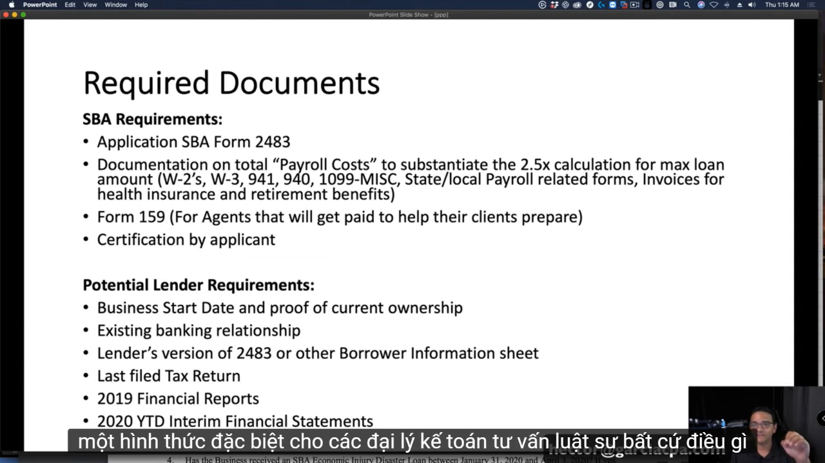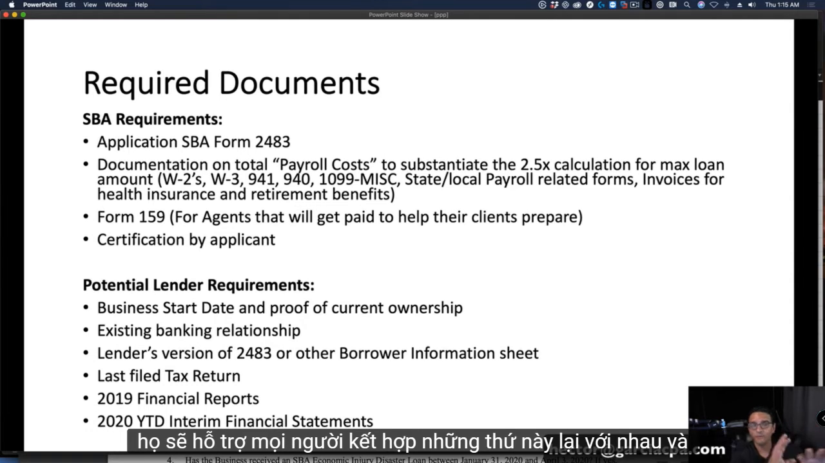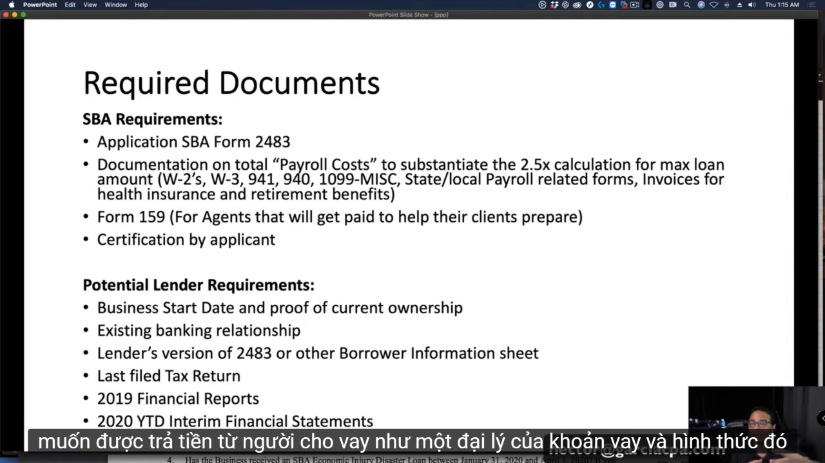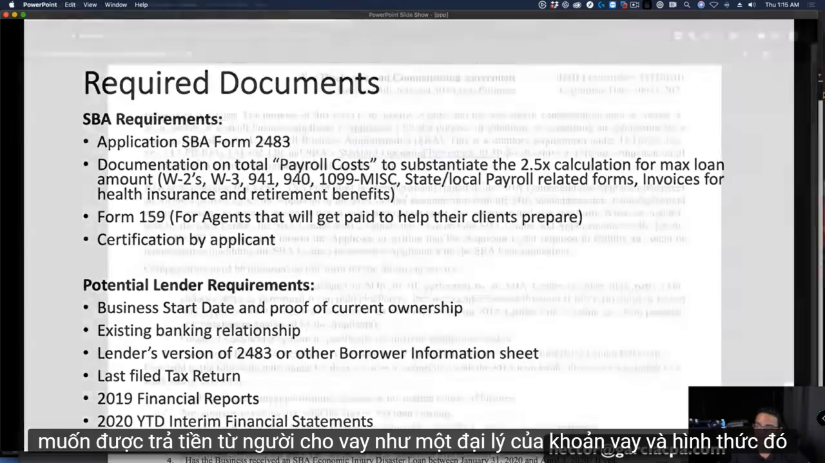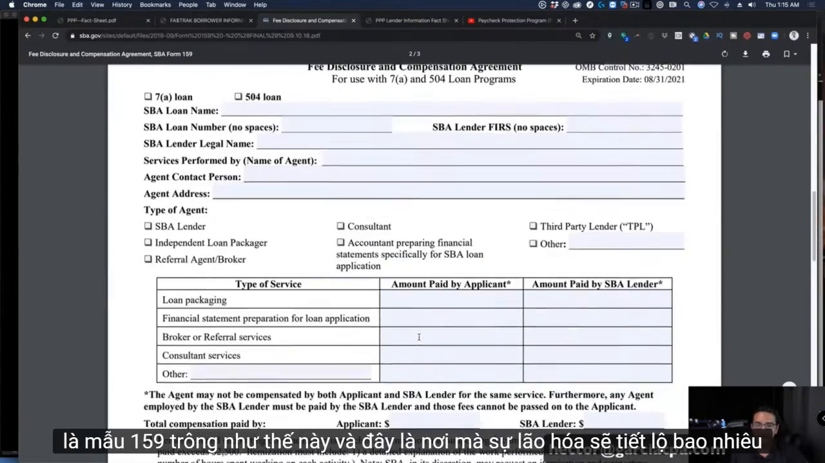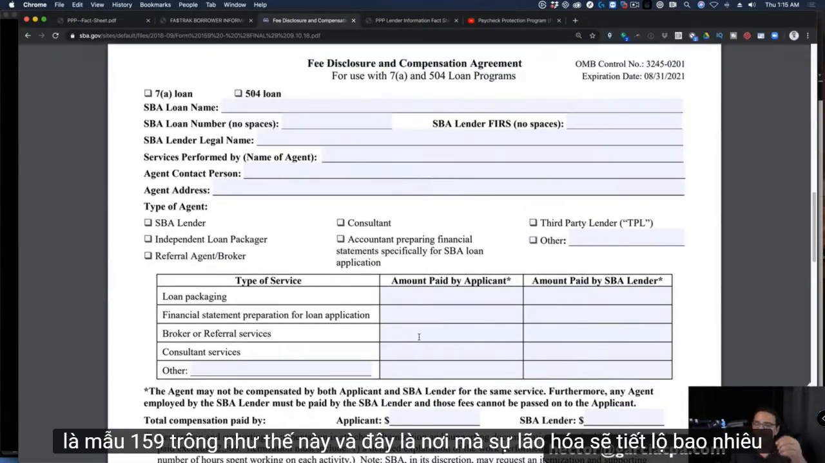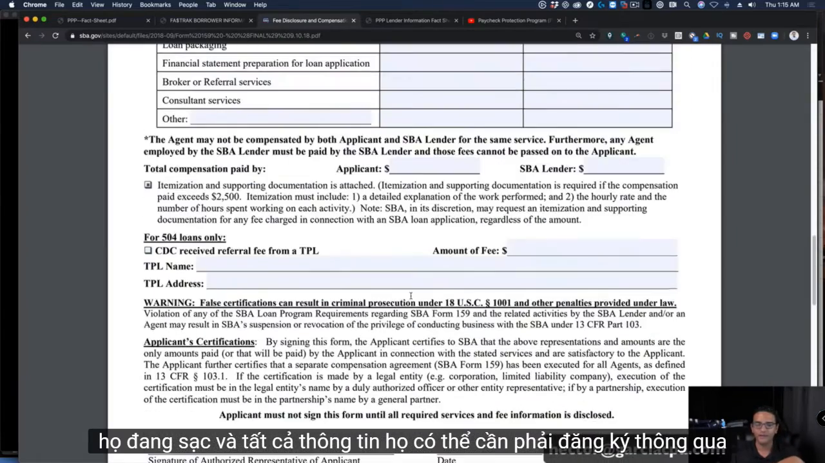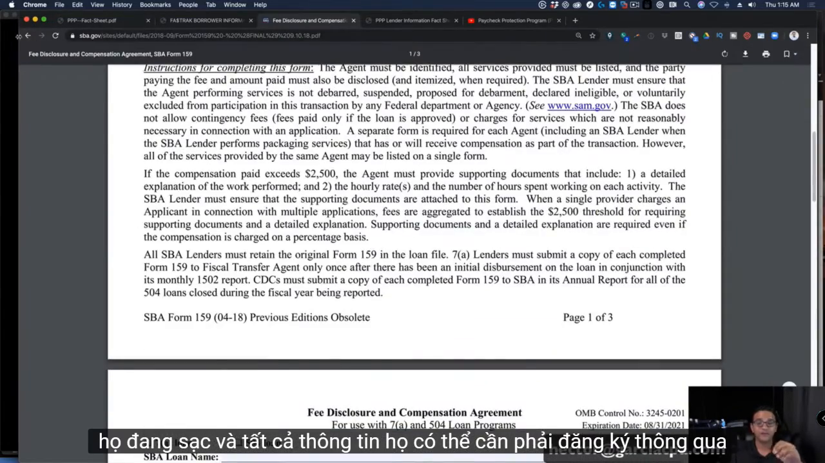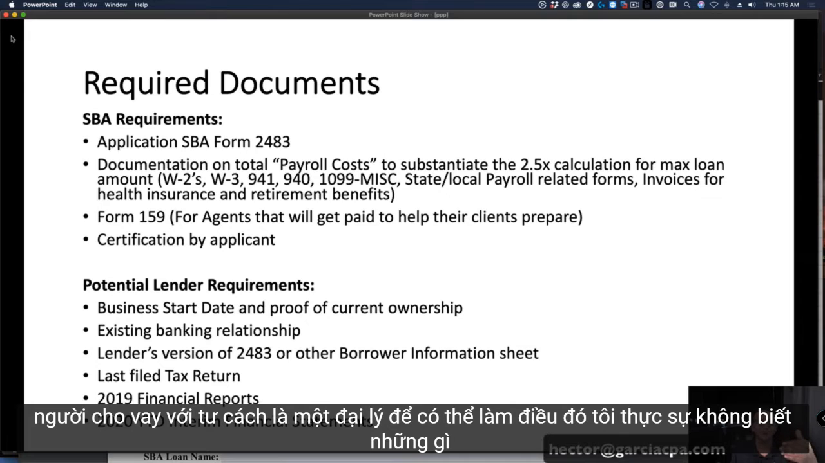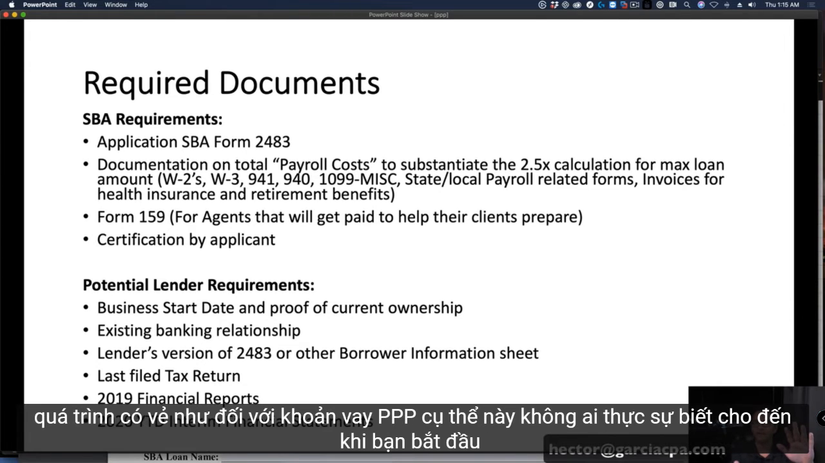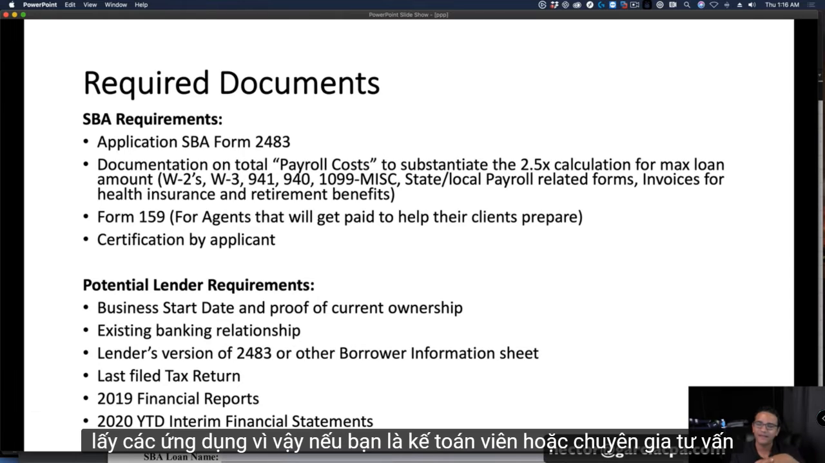You might need a special form for agents, accountants, consultants, attorneys, whatever, who are going to be assisting people in putting these things together and wanting to get paid from the lender as an agent of the loan. And that form, which is Form 159, looks like this. This is where the agent will disclose how much they're charging and all their information. They probably need to register through the lender as an agent to be able to do that. I actually don't know what that process looks like for this specific PPP loan. No one really knows until you start taking applications.